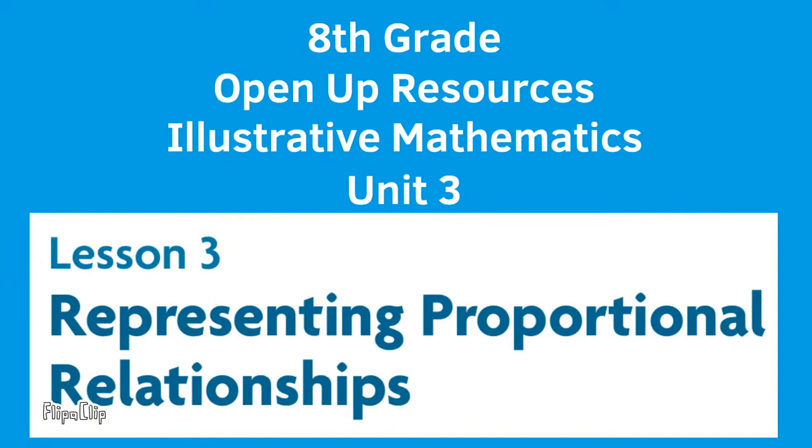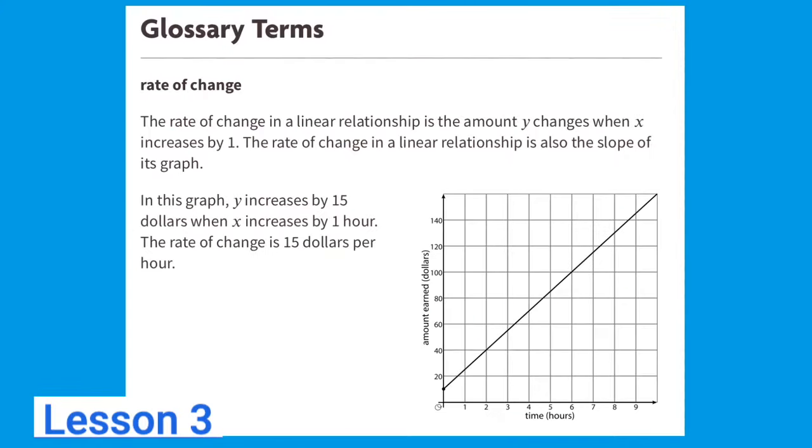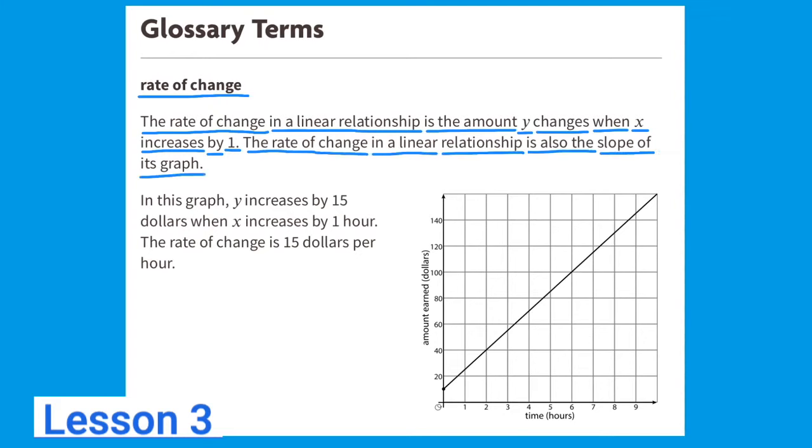Eighth grade Open Up Resources, Illustrative Mathematics, Unit 3, Lesson 3, Representing Proportional Relationships. Glossary terms. Rate of change. The rate of change in a linear relationship is the amount y changes when x increases by 1. The rate of change in a linear relationship is also the slope of its graph.